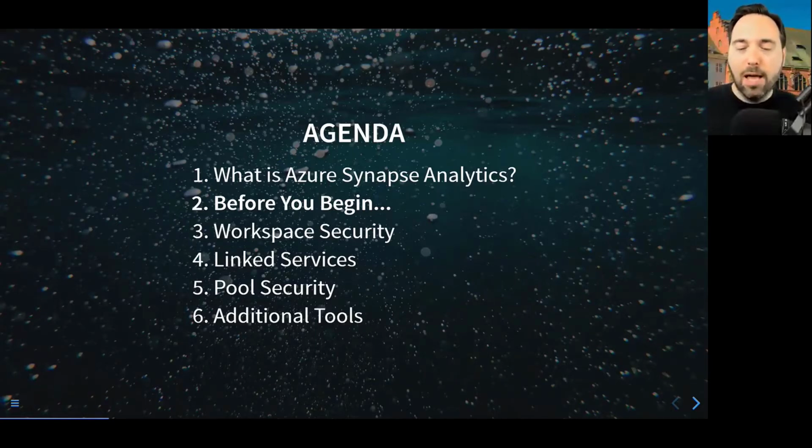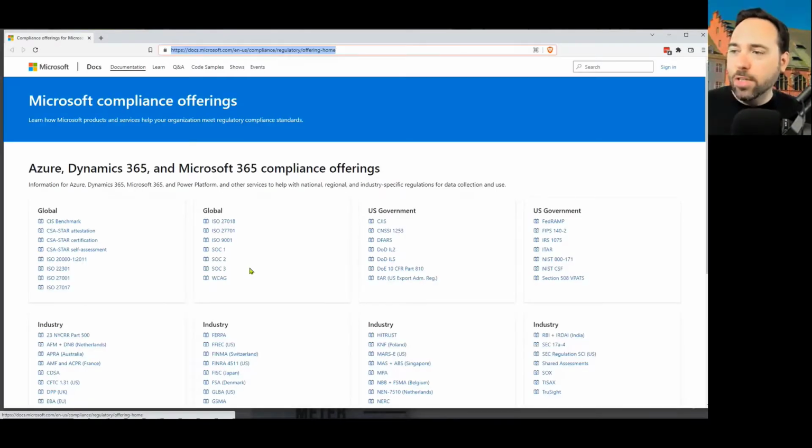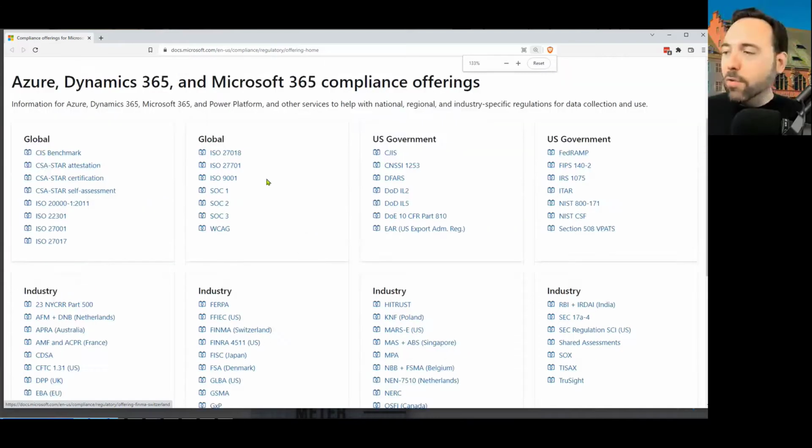So let's talk about security. Before you go out and create a Synapse workspace, there's a little bit to think about, and one of those topics is regulatory compliance. There are a variety of regulatory regimes that we'll have to consider. You may want to review the Microsoft compliance offerings, a website that Microsoft has put together about what your industry requirements are.